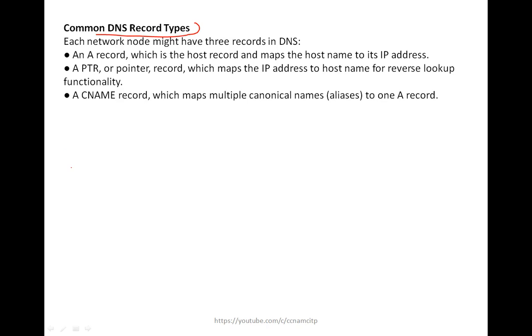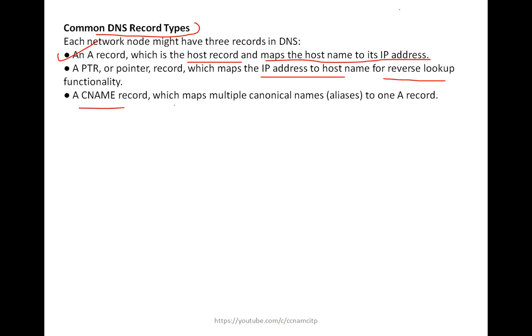Common DNS records. There are multiple records, but among the common ones, the first is the A record, which is the host record and maps the host name to its IP address. For example, if server 003 is the server name and the IP address is 192.168.0.1, that will map that IP address to that host name. And the PTR record, the pointer record, maps the IP address to the host name for reverse lookup functionality.